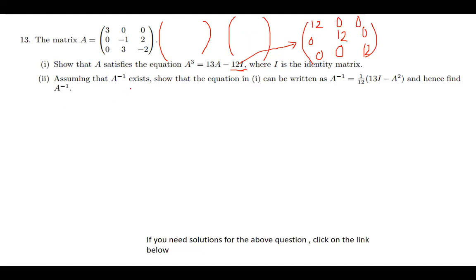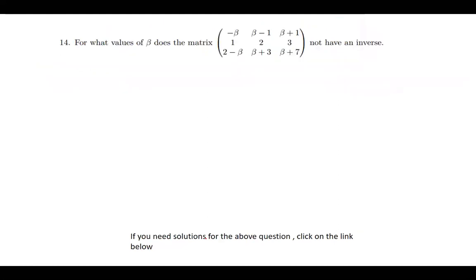And then they're saying, assuming that A inverse exists, show that the equation in I can be written as A inverse is equal to 1 over 12, (13I minus A squared). So I'm also going to solve this question in full so that you see the solutions. Then I'll put the link down here before sending the slide so that you can check and see where you may have gone wrong if you've tried it before. This one I solved yesterday. I'm just remaining to put the link down here. You'll see how I solved it.